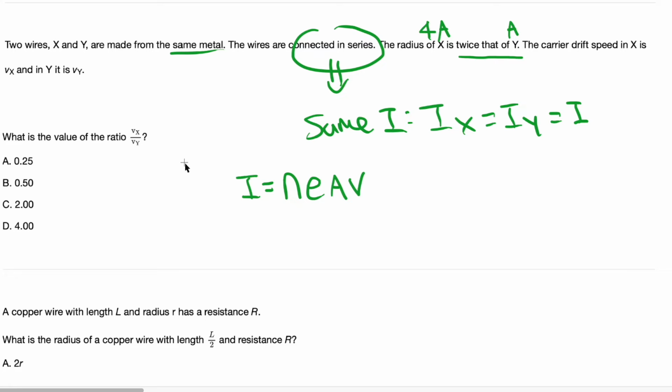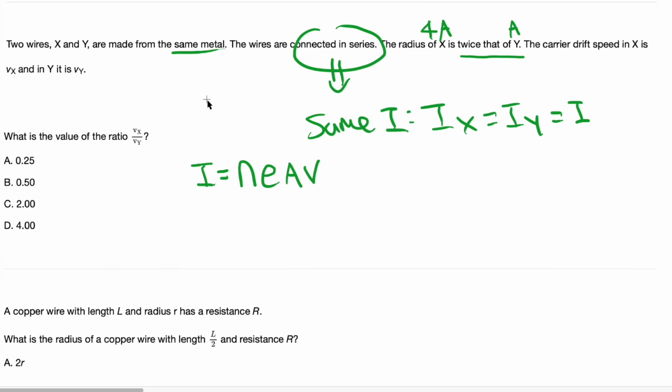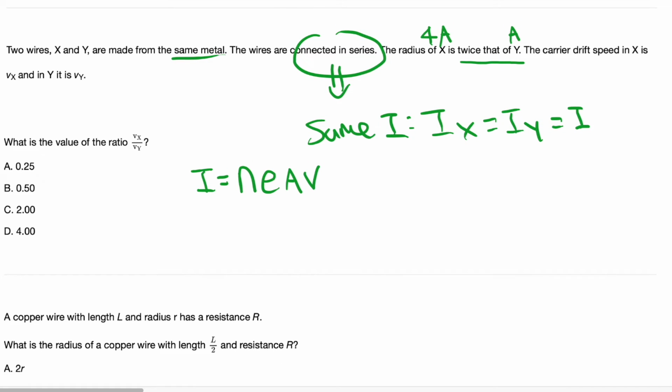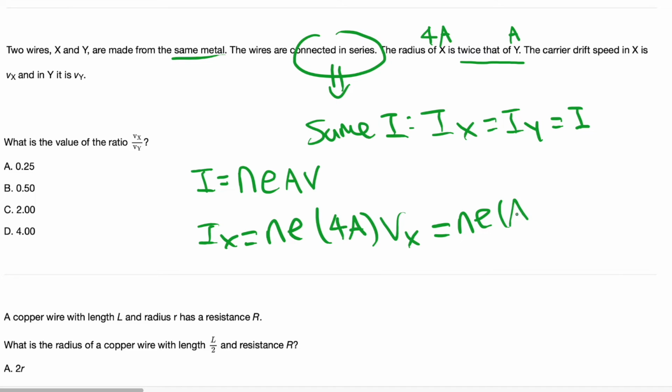So let's say current in wire X. Current in wire X is going to be equal to N multiplied by E multiplied by their area, which is 4A, multiplied by Vx, and is equal to current in wire Y, which is equal to N multiplied by E multiplied by area A multiplied by Vy, right? And here cancels out.